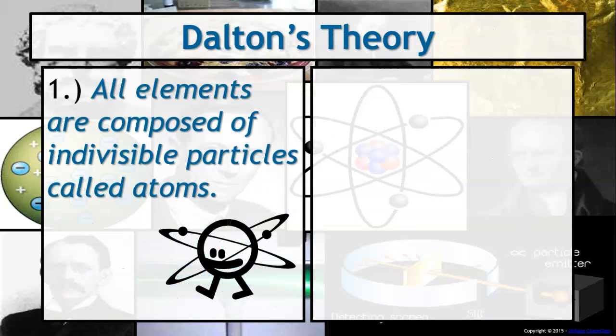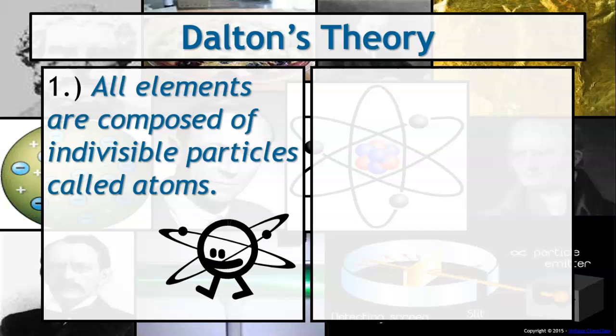The first one is that all elements are composed of indivisible particles called atoms. This is very similar to what Democritus said many, many years before John Dalton, although John was able to add a little bit to it.